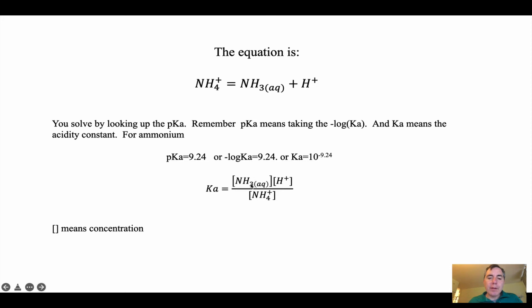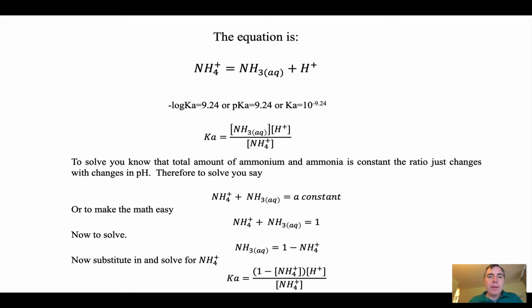And if you remember, the equilibrium constant is equal to the products over the reactants. So it's the concentration of ammonia times the concentration of H plus over the concentration of ammonium. These square brackets mean activity, but we're going to interpret them as concentration for now. So here's our equation, here's our pKa, and how do we solve this? Because look, it's one equation and two unknowns. We want to know how much ammonia or ammonium.